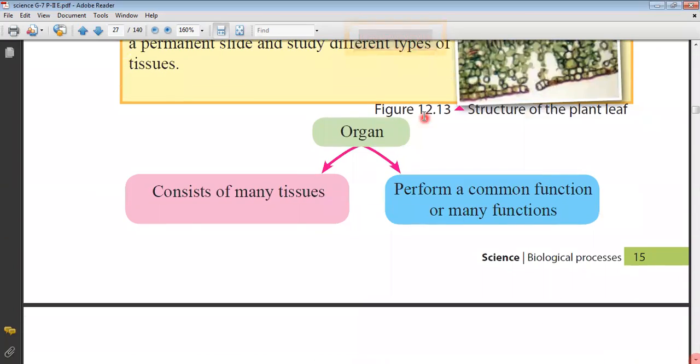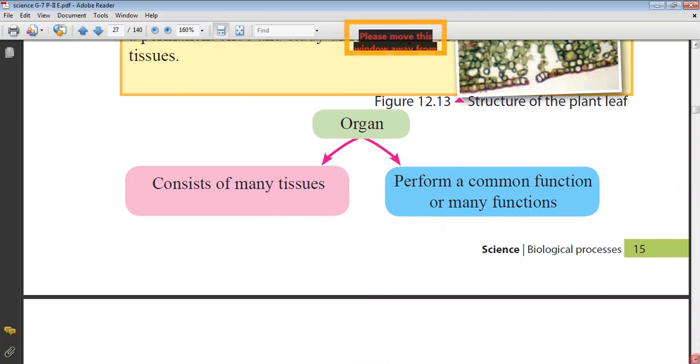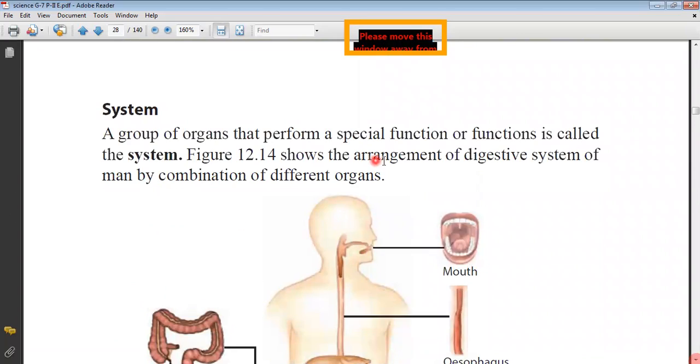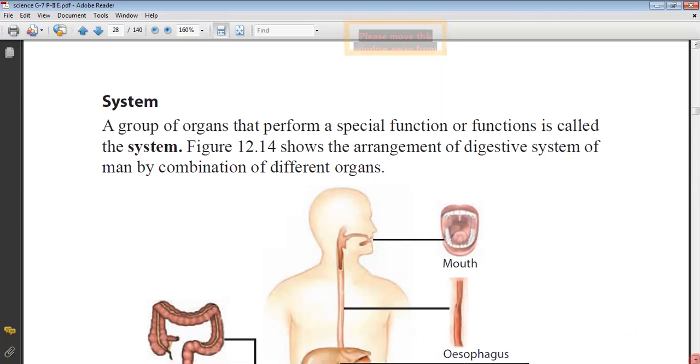Organ. Now this is the flow diagram of an organ. You can draw this also. An organ consists of many tissues that perform a common function or many functions. System. A group of organs that perform a special function or functions is called a system, an organ system. Figure 12.14 shows the arrangement of the digestive system of man by a combination of different organs.